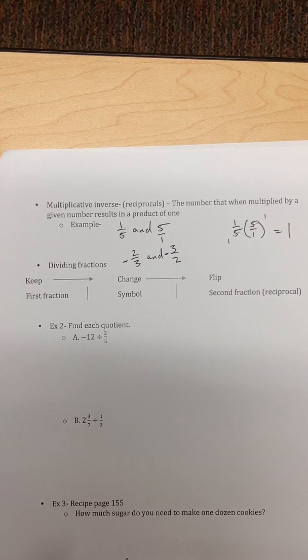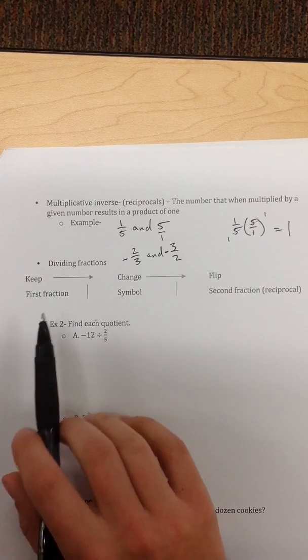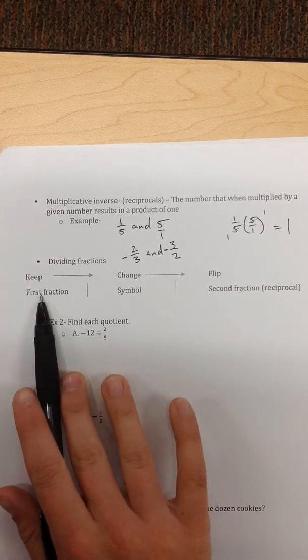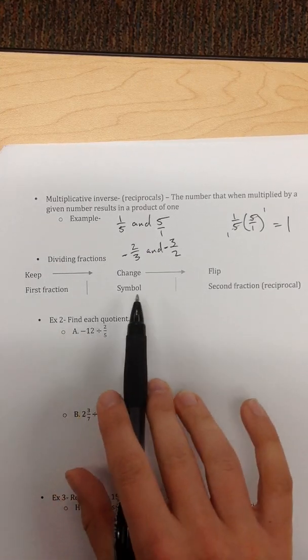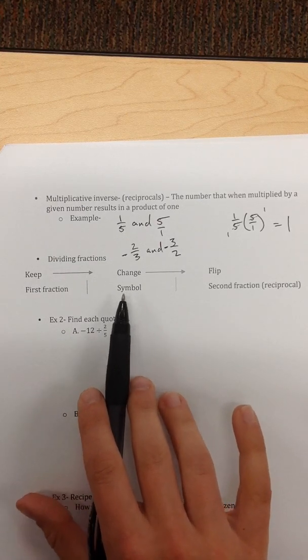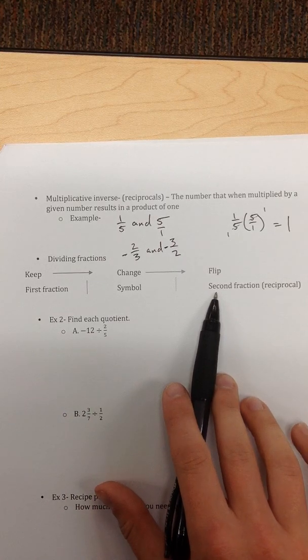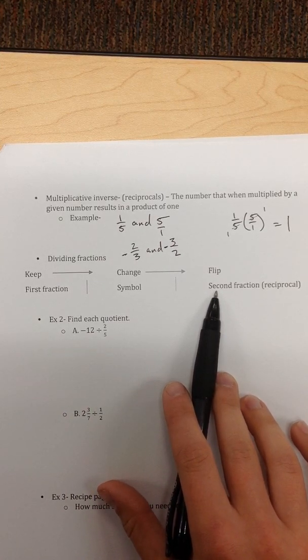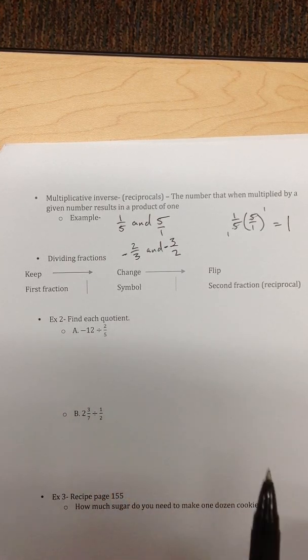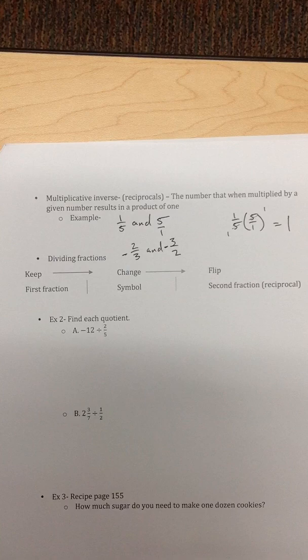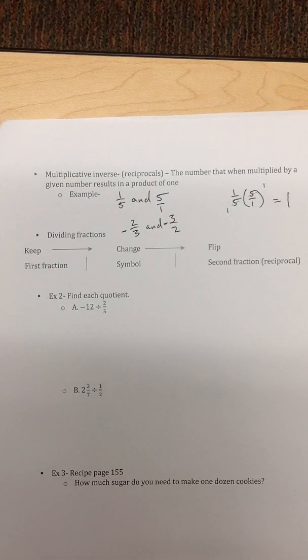So basically what we do to divide fractions is we're going to keep our first fraction exactly the same. Then we're going to change our symbol from division to multiplication, and we're going to flip our second fraction over or multiply by the reciprocal. So dividing is actually the same thing as multiplying by the reciprocal. Okay, and the more practice we do of this, the more sense it'll make.